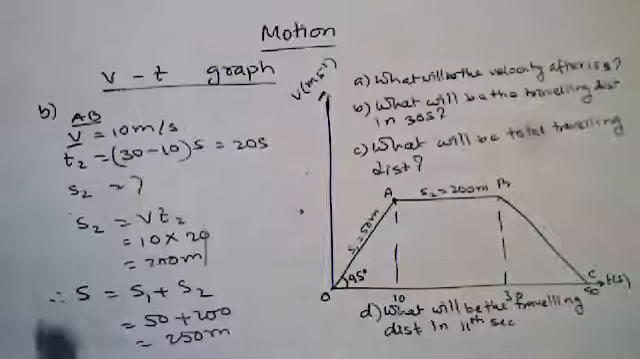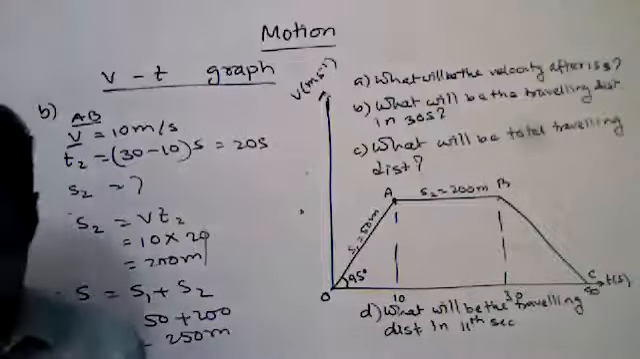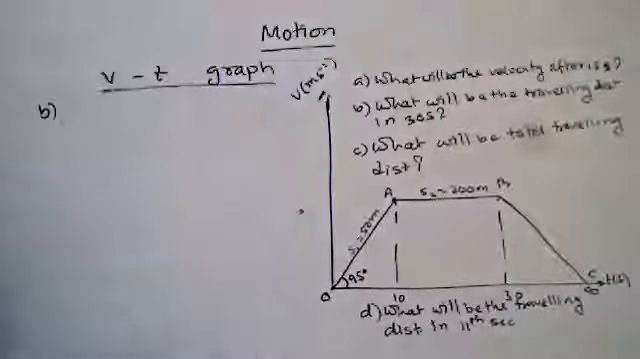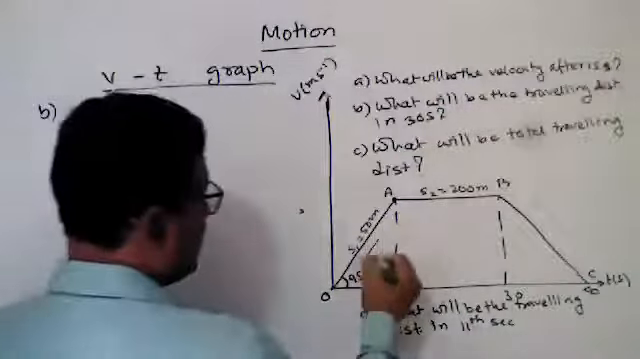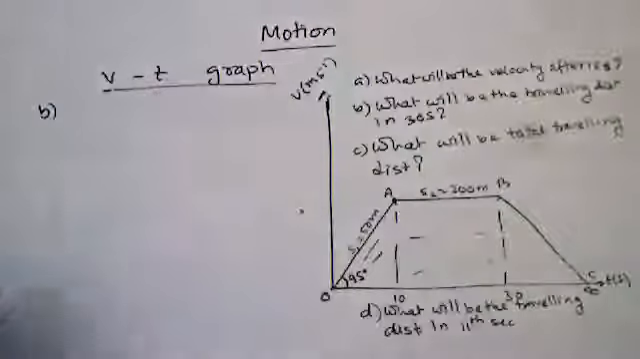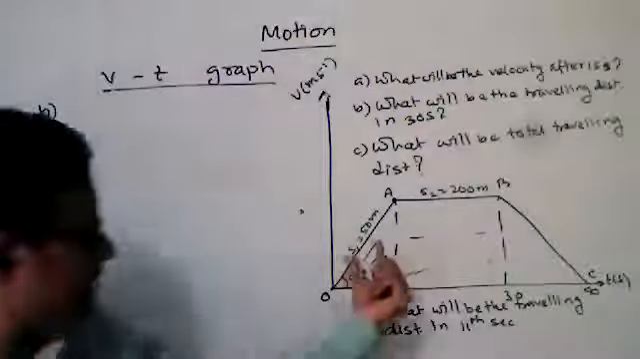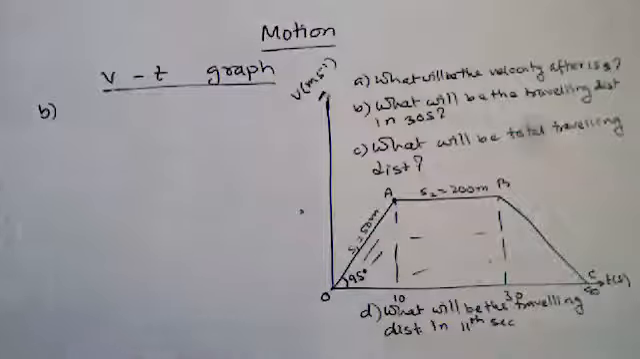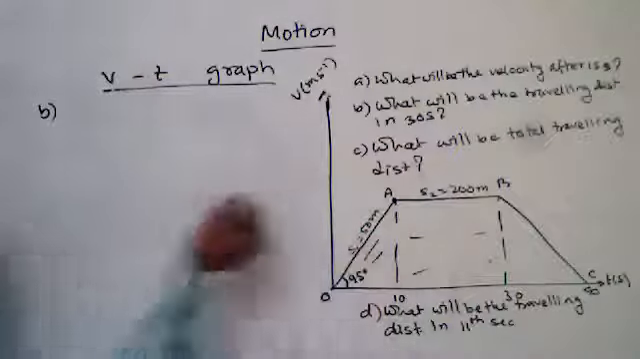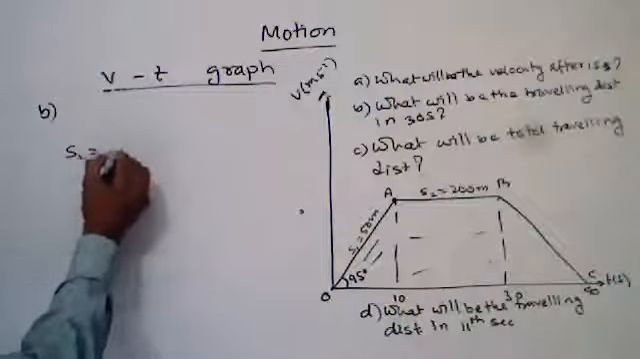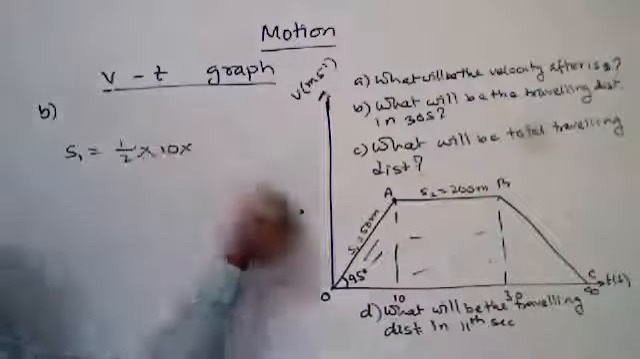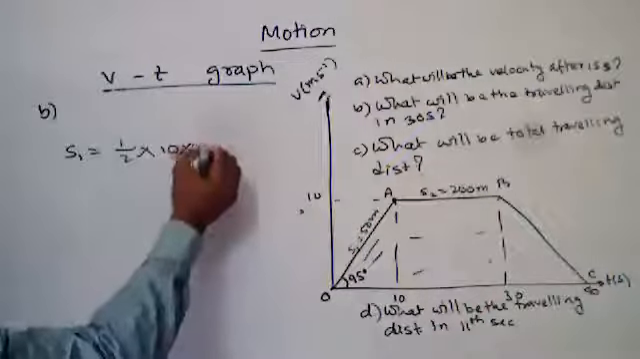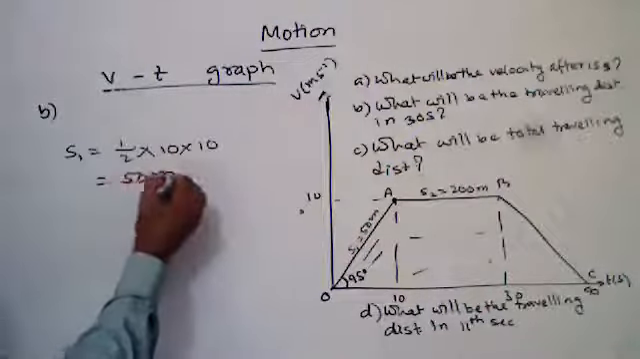Now you can determine this another way. How is it possible? Suppose it's a triangle and a rectangle. So the area of this triangle and rectangle: for the first 10 seconds, the area S1 equals half into 10 into height. Here the velocity was 10. Suppose this is also 10. So it will be 50 meters.